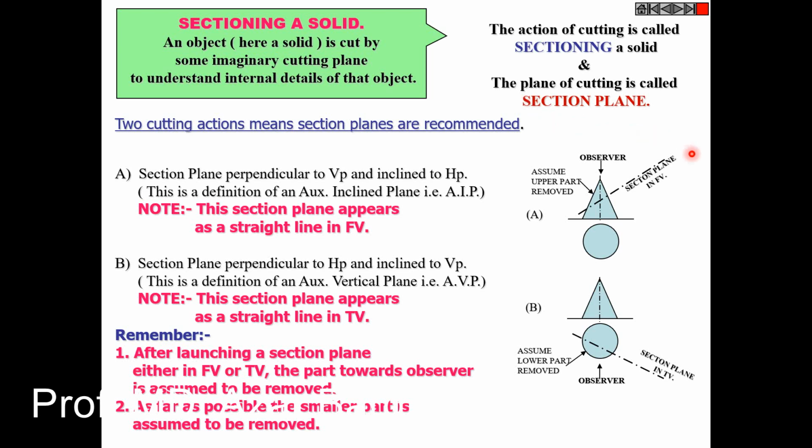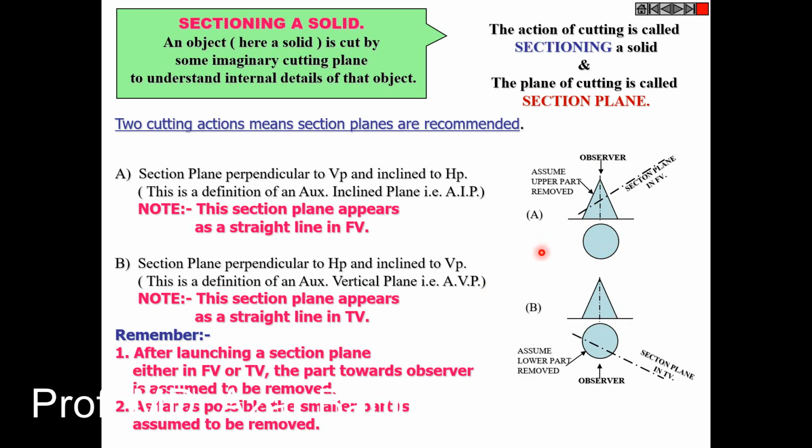Whether it is a pyramid, prism, cylinder, or a cone, they will give you a cutting plane or a sectional plane, which is with respect to HP or with respect to VP. In figure A, it is in HP. In front view, the section plane is used, and we assume that the upper part of this cone is cut, and the observer is looking from the top, and you will get a sectional top view.